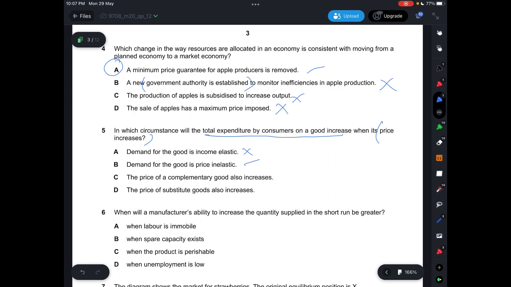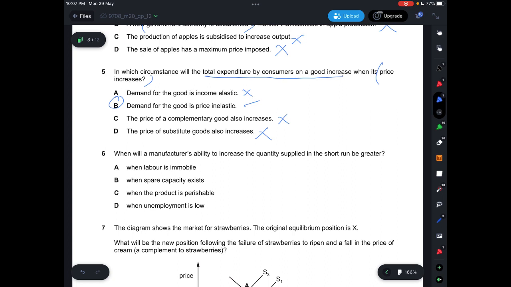And C, the price of a complementary good also increases, which means that the total expenditure for the original good would have to decrease. So this is not correct. And D, the price of subsidy goods also increases. If the price of subsidy goods also increases, then your total expenditure would not actually increase, it will actually just remain the same. So answer is B.